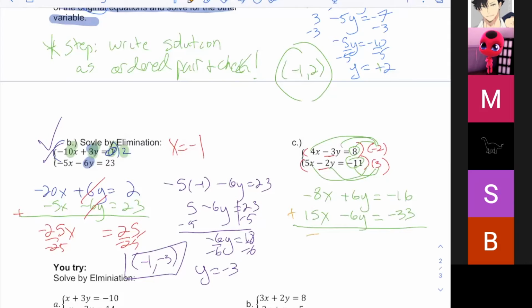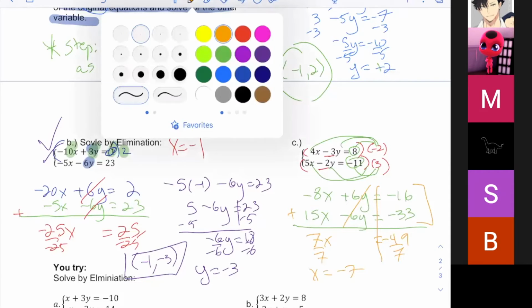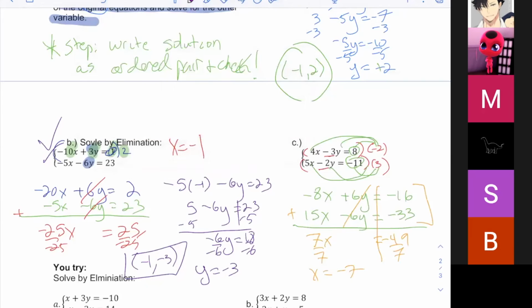Right, so 7x, these are eliminated, which is the whole name of the game, is equal to -49. Divided by 7, divided by 7, x is equal to -7. And then we substitute it into the original equation. So none of these, we just created those. It has to be one of the originals. Okay, so Peyton, which one do you have a feeling about? Top or bottom? The substitute in.